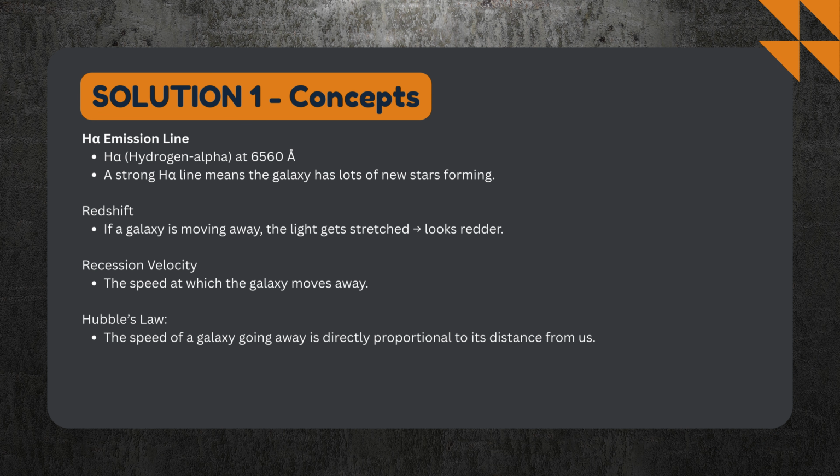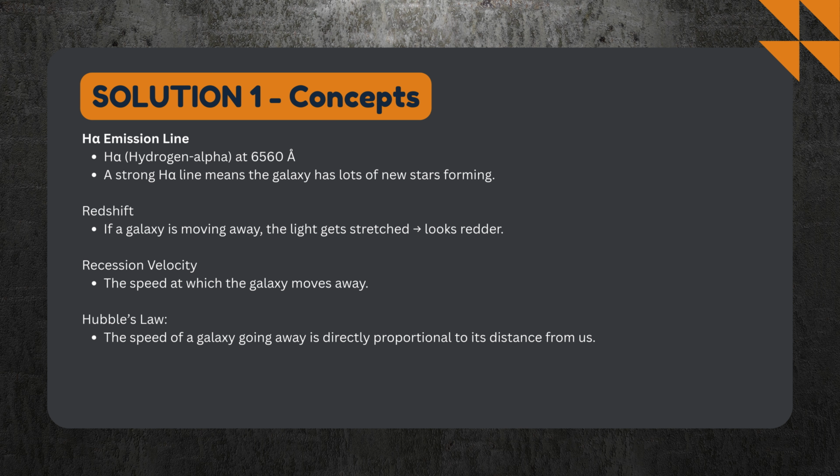If you didn't get it, don't worry. To solve this question, let's first understand a few concepts. H-alpha emission line. Galaxies have a lot of hydrogen gas. When this hydrogen gas is heated by young stars, it glows in red light. This special red light always appears at the same place in the spectrum, 6560 angstroms. We call this the H-alpha line. A strong H-alpha line tells us the galaxy has many new stars forming.